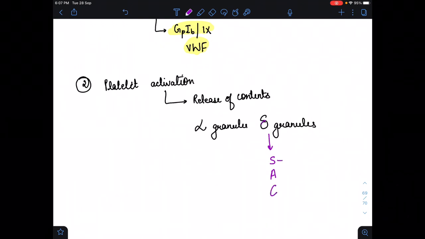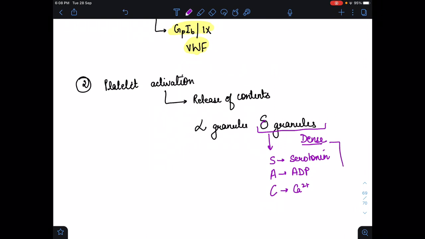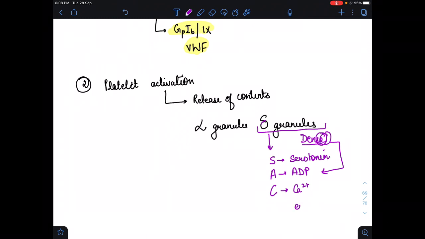S stands for serotonin, A stands for ADP, and C stands for calcium. Or in other words, we can remember the delta granule contents by DANS. DANS means ADP, adenosine, serotonin: SE stands for serotonin and E stands for epinephrine.